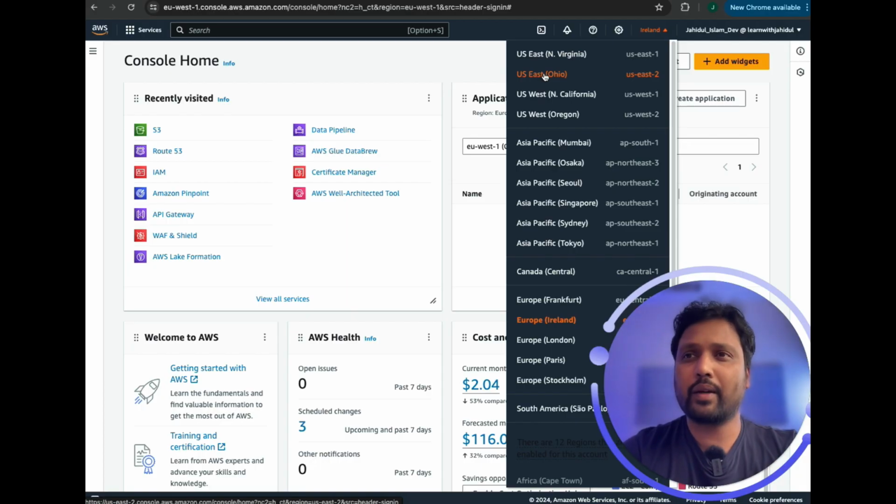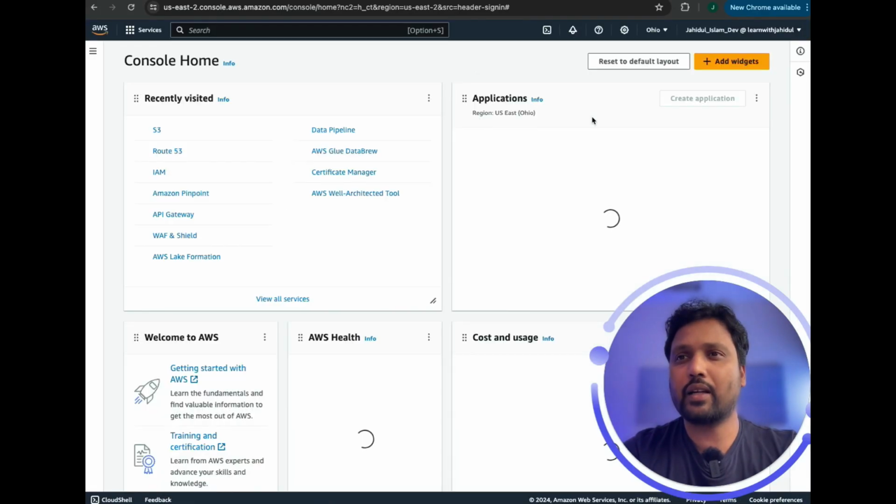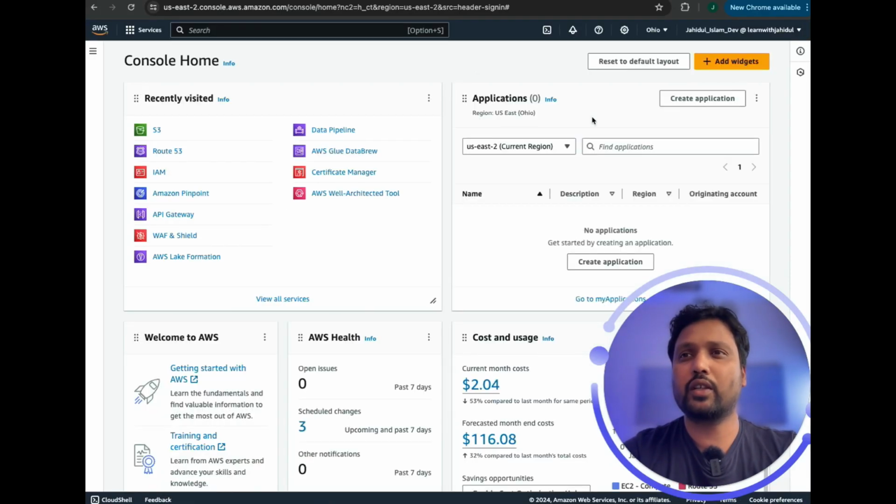Now you need to remember there are some services which are global. That means they do not have to be deployed to a specific region. But to keep it simple and easy, this is the place where you can choose a region and decide where you want to launch your service.